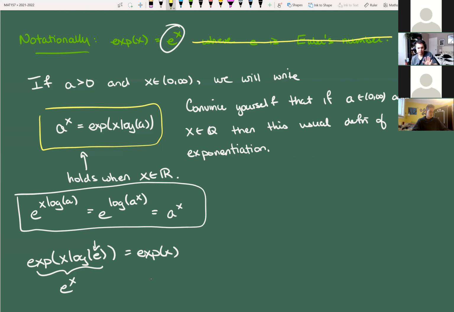Does that make sense? Everyone's good with that? We know how to do r to the power of q. A real number to a rational power is fine. We know how to do that, but we don't know how to do a real number to a real power. And the way we're going to do that is precisely with this definition.